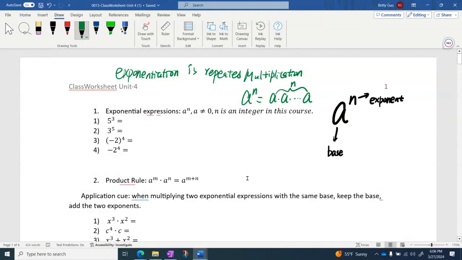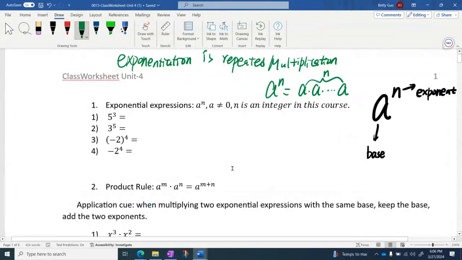I think the best way to reinforce the understanding is to use it. Let's look at the first question in the worksheet. We're officially in Unit 4. Unit 4 does not cover Chapter 4 in the book. It covers Chapter 5 in the book. We do not cover Chapter 4 in the textbook.